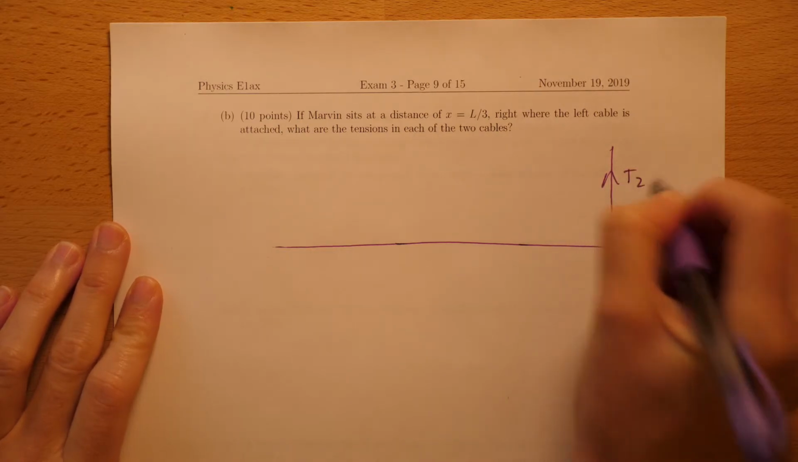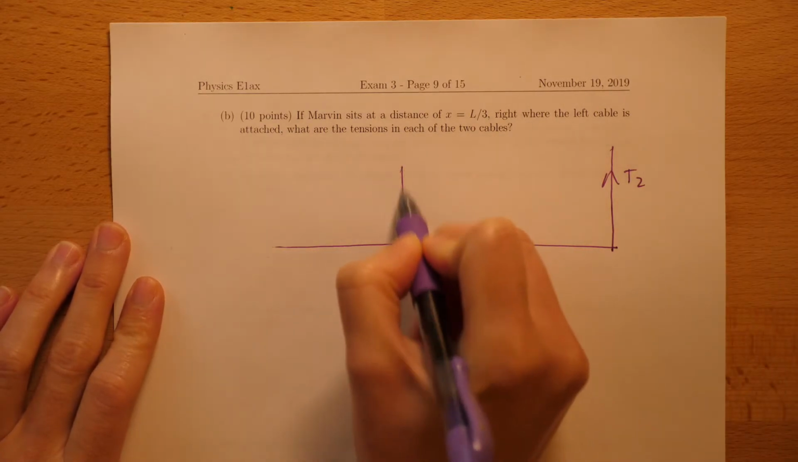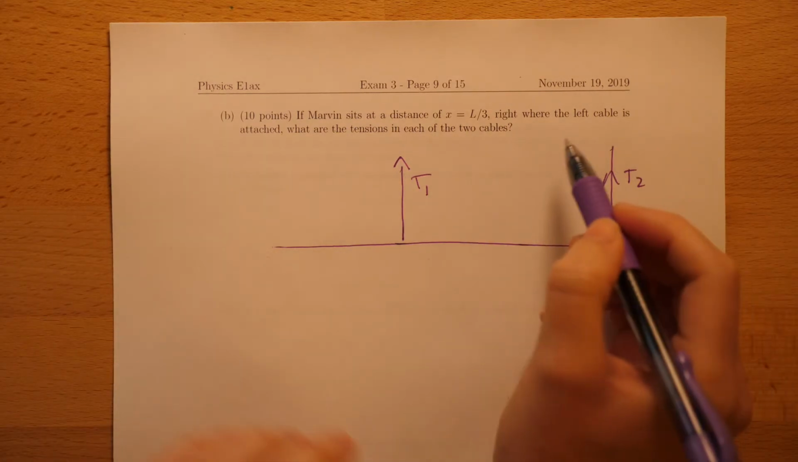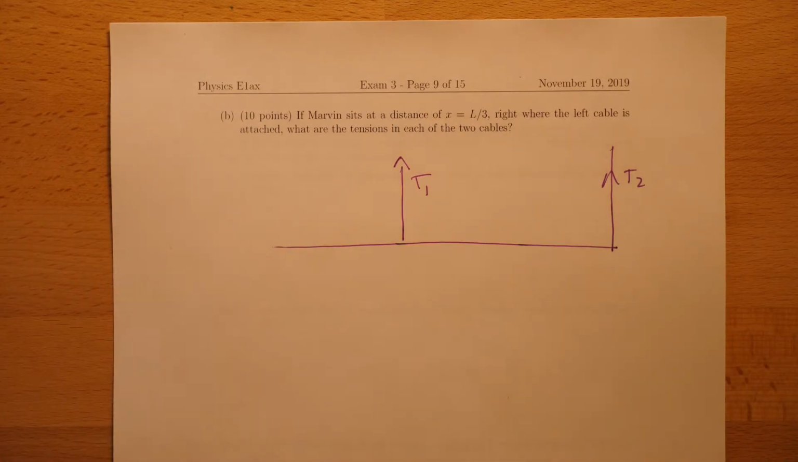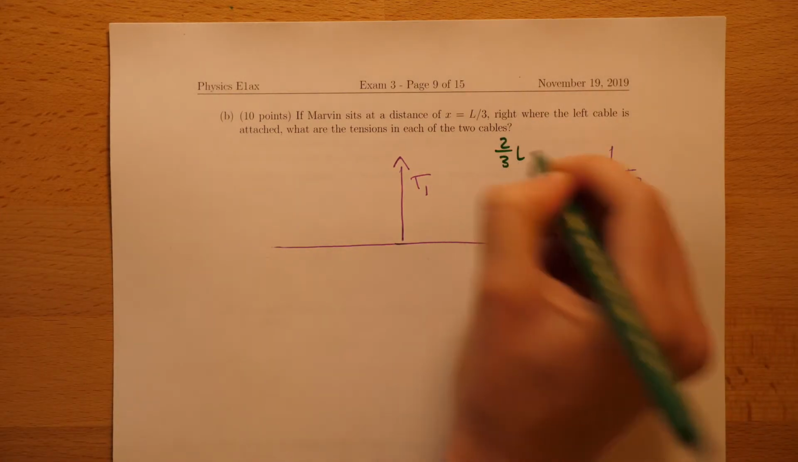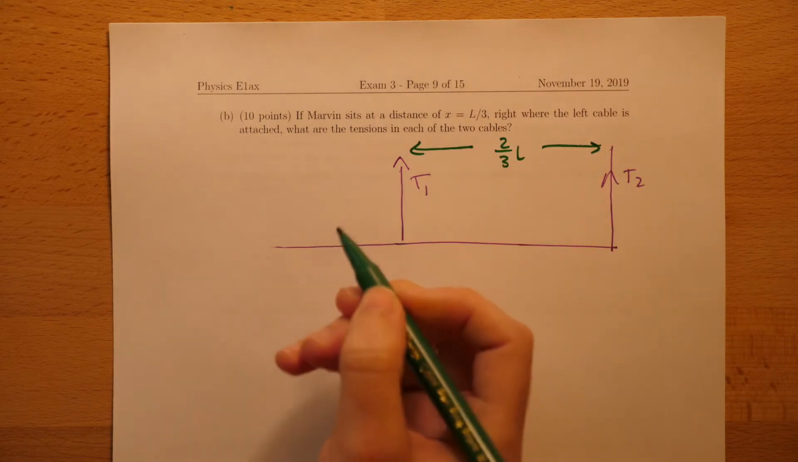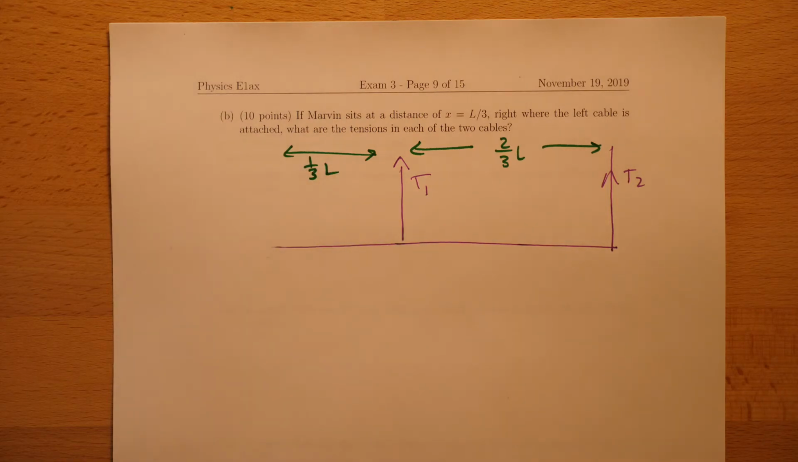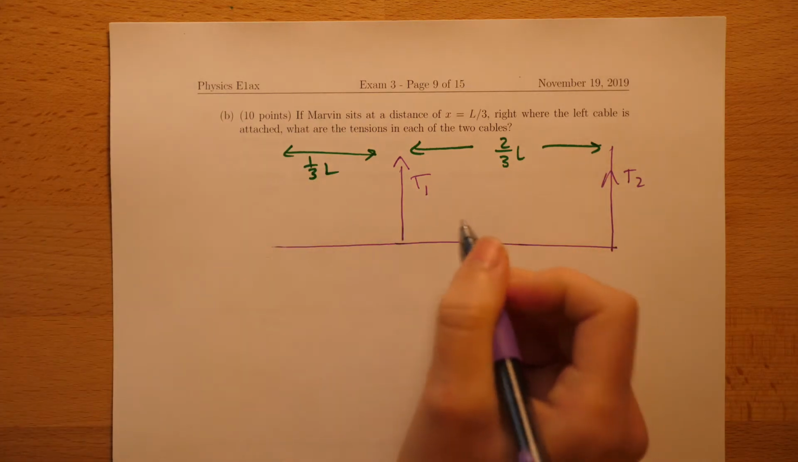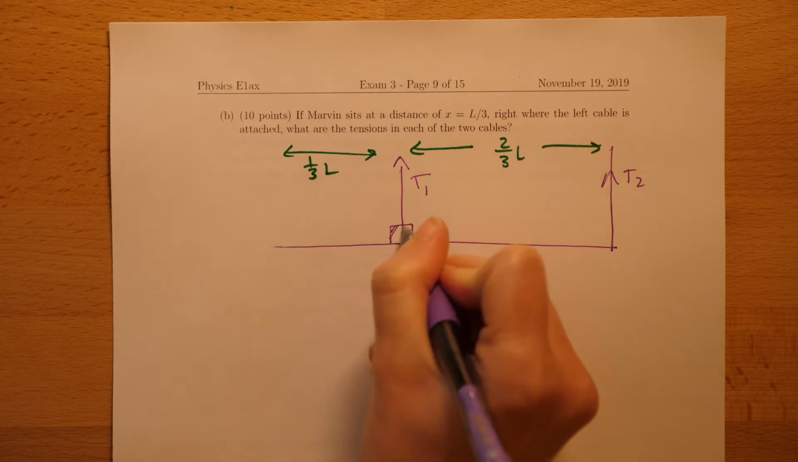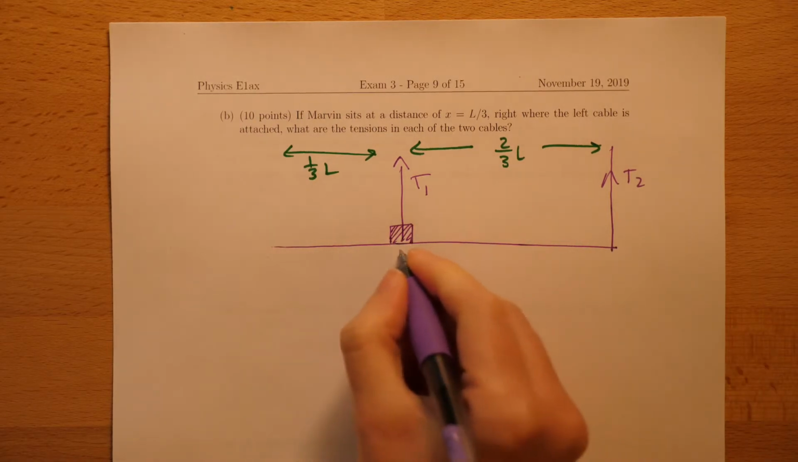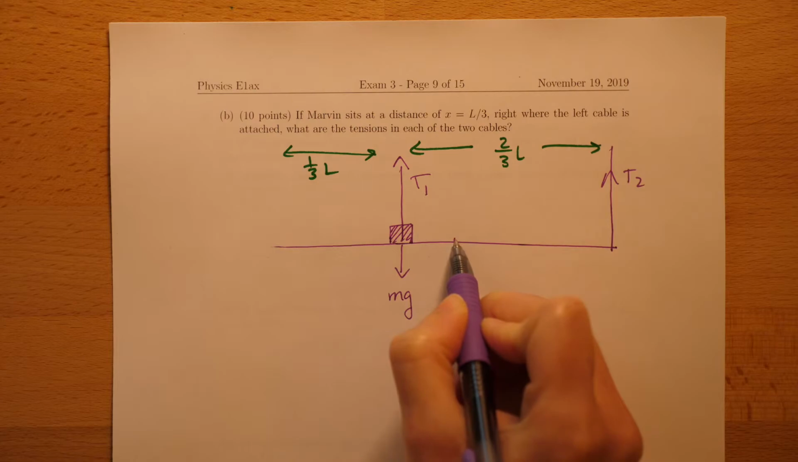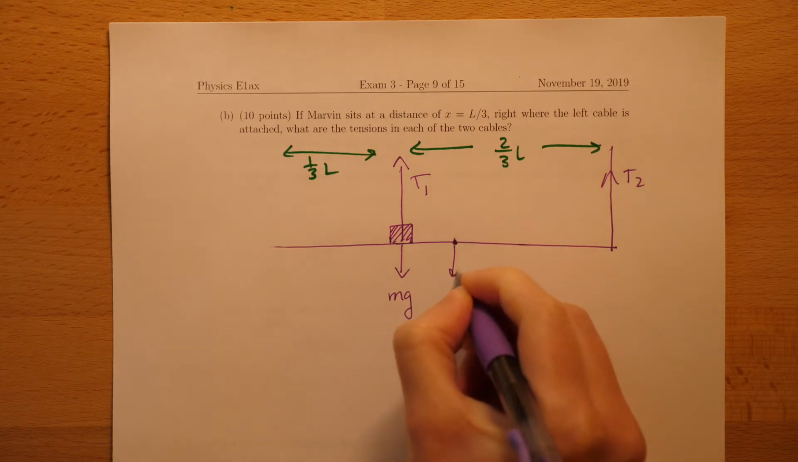So this is our T2, and our T1 is over here. This is a distance 2/3 L. This is a distance 1/3 L. And we put Marvin right here. His weight is pulling down, this little mg, and the center of the plank is here, and that's big mg.